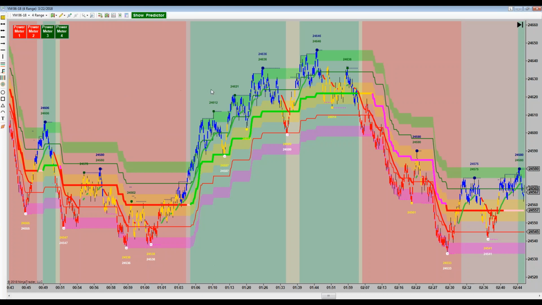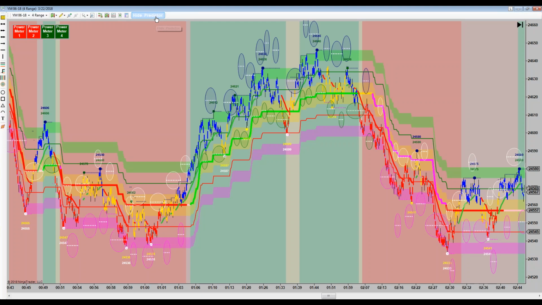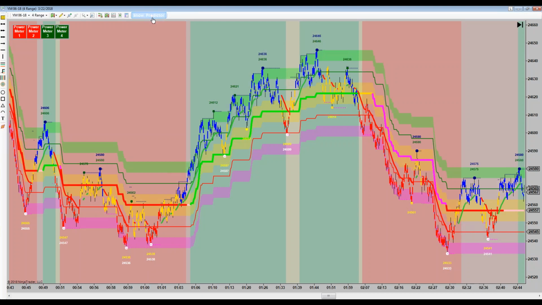You can see we have background colors: red, green, and an intermediate color. Bar colors: red, blue, and yellow. We have these swings identified. We have the predictor that you can toggle on and off. That's the ovals, painting support and resistance levels in real time. Of course, we have the bands: mid-band, 4 bands above, 4 bands below. We'll talk about how to use that for trading.